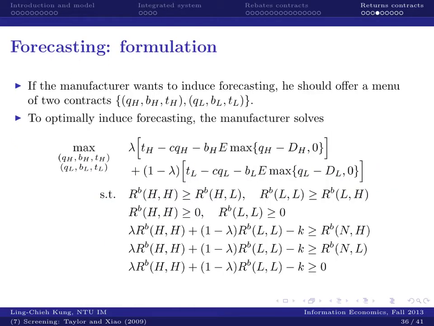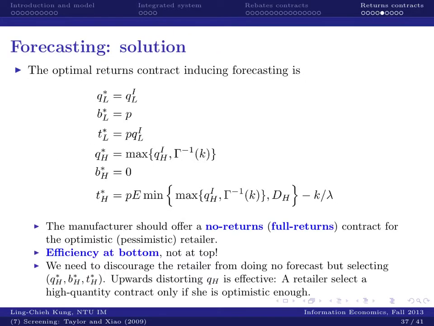So now suppose the manufacturer wants to induce forecasting. Okay, now it's not free. So the manufacturer needs to offer two contracts and solve this system. Okay, if you go back to check this with the rebate problem, you're going to see that these two problems are very similar. In particular, those constraints are almost identical. Okay, so again, we want to solve this problem to get our results.